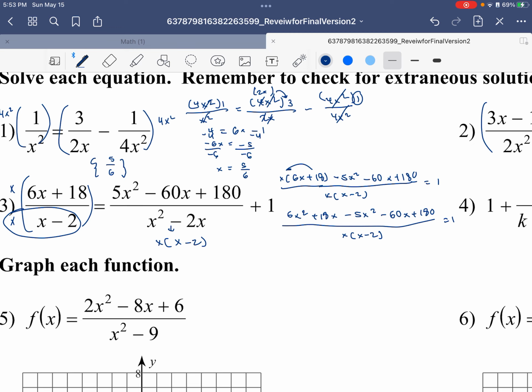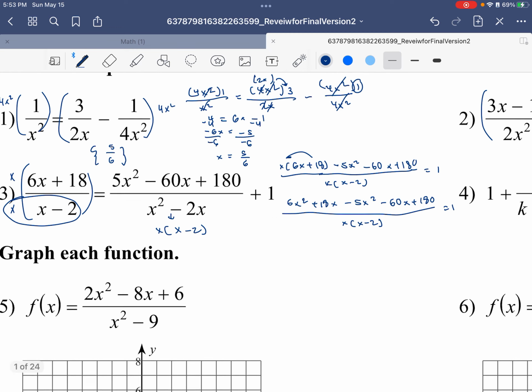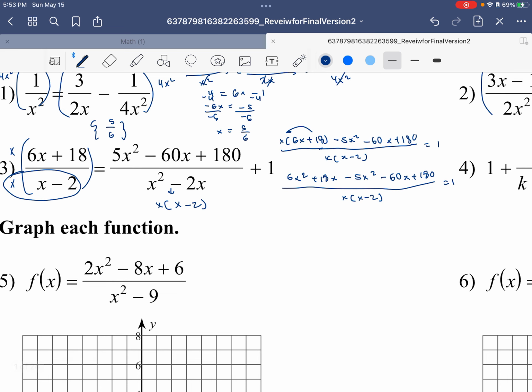Okay, so now what we need to do is solve for our x. Before we can do that, we're going to need to combine our like terms. So here we have 6x squared and then negative 5x squared. So we can combine that to be x squared, because 6 minus 5 is 1, so it's just x squared. And then 18x and negative 60x are going to combine to make positive 78x. And then 180 is still there.